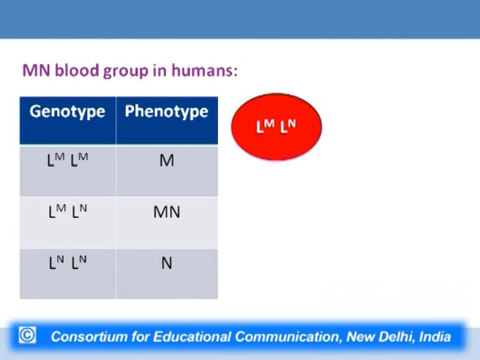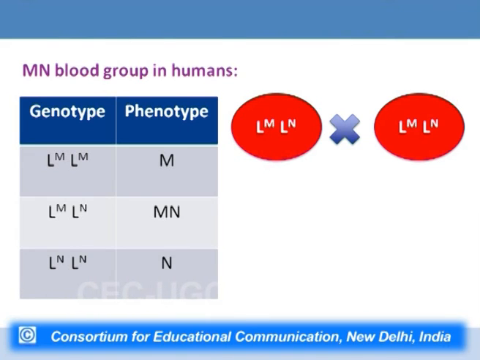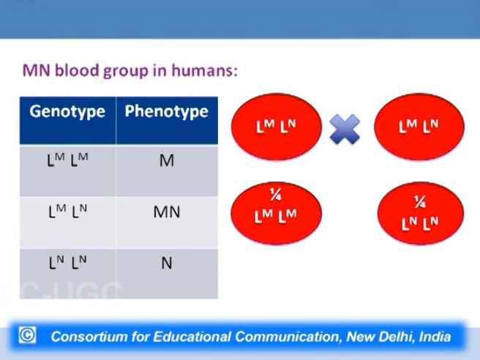So, any individual who is having MN phenotype or alleles LM LN, when he or she mates with individuals who are having LM and LN alleles or MN blood group, it will give rise to individuals who are either M blood group or M phenotype having alleles LM LM, or individuals who are having N blood group or LN LN alleles, and individuals who are having MN blood group or LM LN alleles. And these are produced in ratio of 1:4 for M phenotype, 1:4 for N phenotype, and 1:2 for MN phenotype.